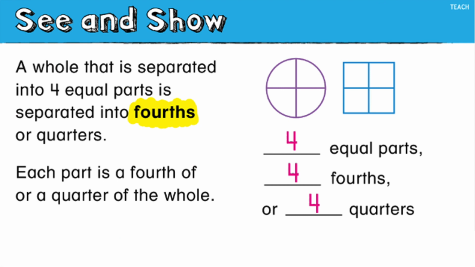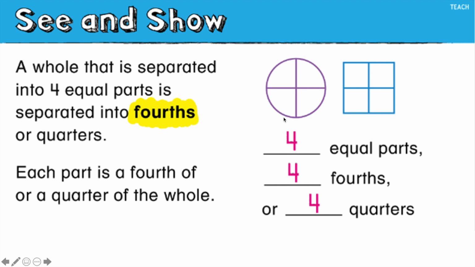Today, boys and girls, we will learn that a whole can be turned into quarters or fourths. A whole that is separated into 4 equal parts is separated into fourths or quarters. Each part is a fourth of the whole or a quarter of the whole. Whenever we hear the word fourths or quarters, it is the same thing.